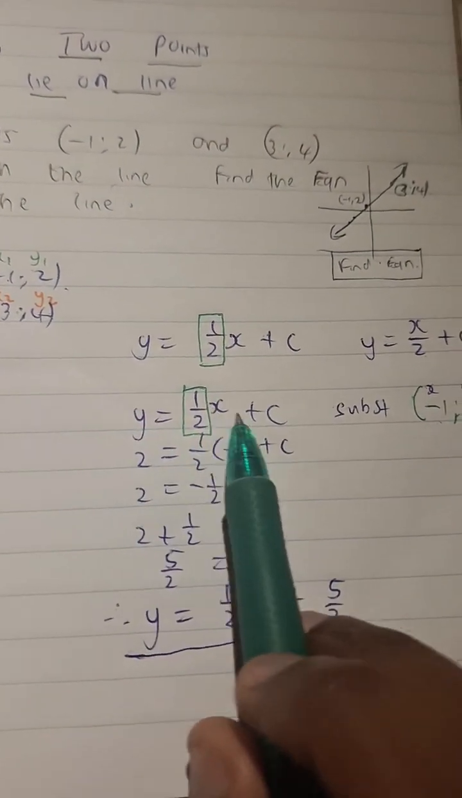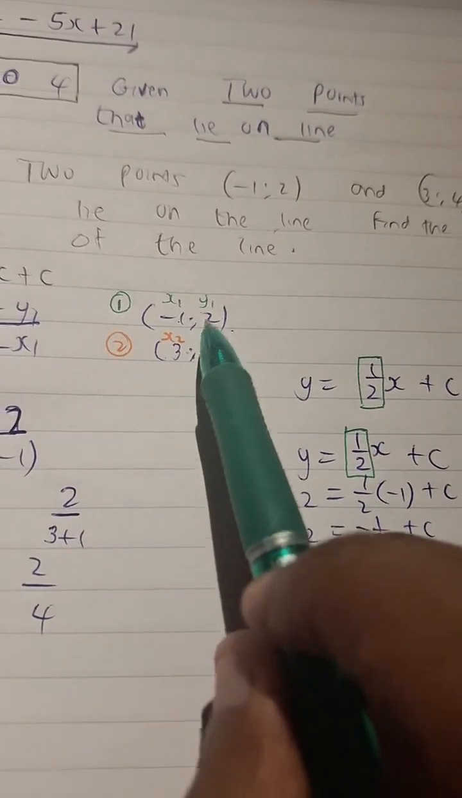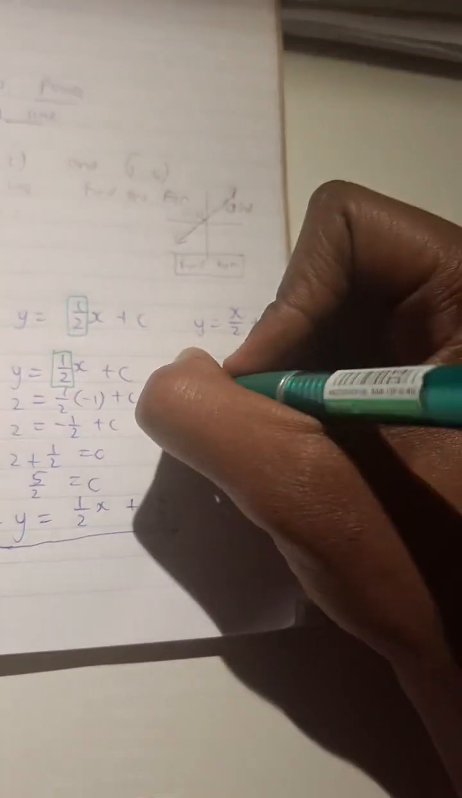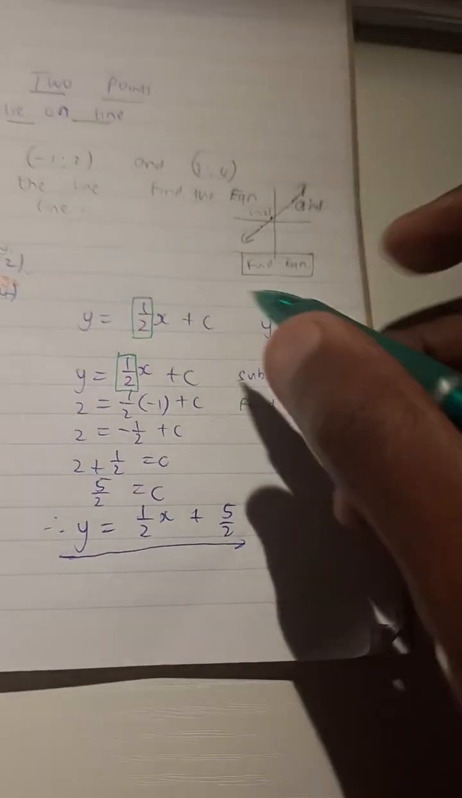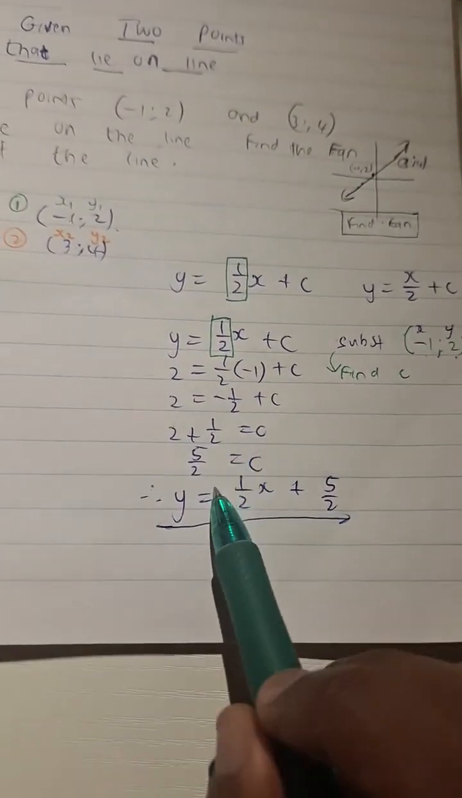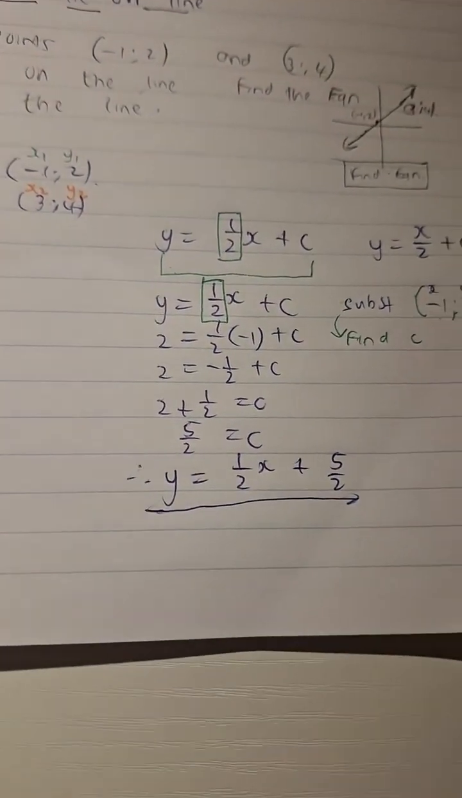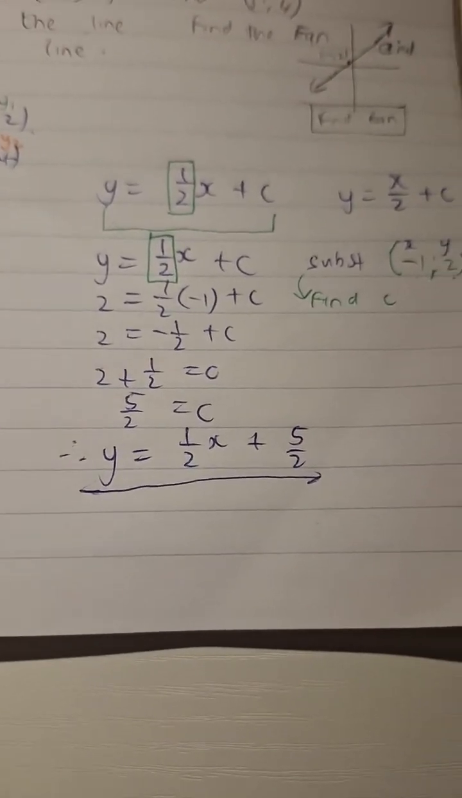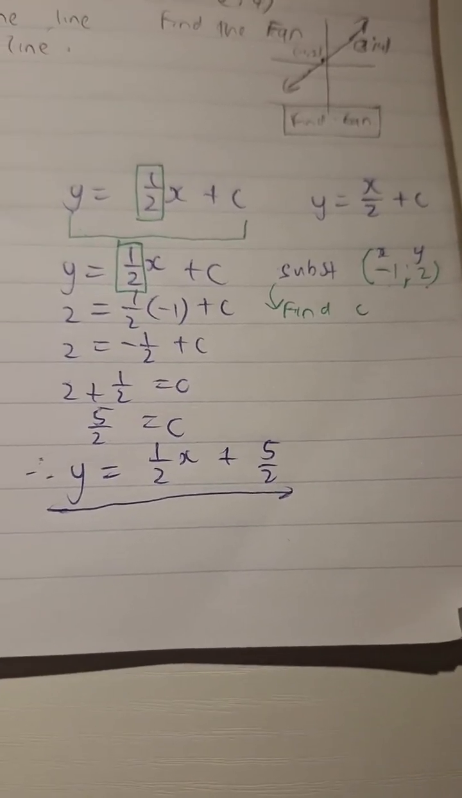Now you can write y is equal to half x plus c. Who's missing? C. In order to find c, you can take any of these 2 points, substitute it into the equation. That will help you find the value of who? Of c. Then after finding c, you go back here and you substitute the value of c into the equation. So now you have the equation of the straight line. Y is equal to half x plus 5 over 2. Okay, not too bad. Not too shabby at all.